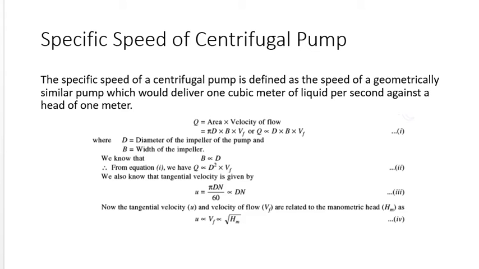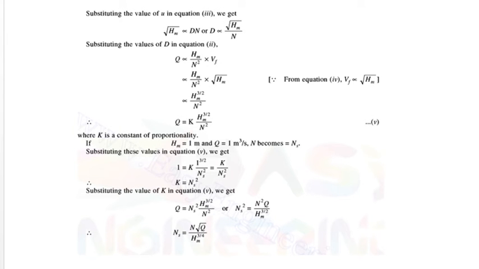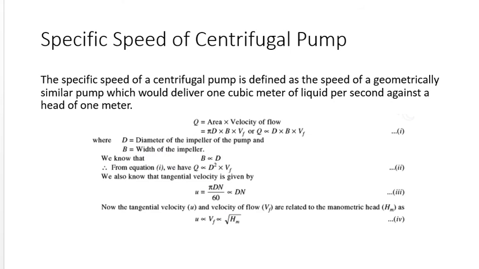So we have these 4 equations in which Q is directly proportional to dBVf. With this relation we can write that Q is directly proportional to d square into Vf. Tangential velocity is pi dN by 60 and tangential velocity is also proportional to the manometric head. Now we can put the value of u in equation 3. What is equation number 3? Equation number 3 is u is equal to pi dN by 60.